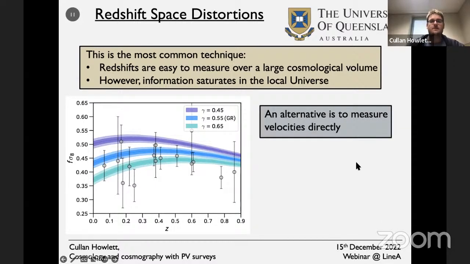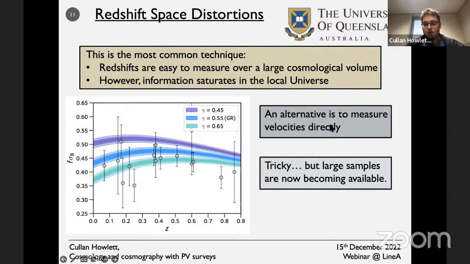An alternative, which actually overcomes the saturation, is to use the direct measurements of peculiar velocities. This is tricky, and historically it's been very tricky, but nowadays we have some very large samples becoming available, which will enable us to produce very accurate measurements of the growth rate of structure beyond what you can obtain with just redshift space distortions at low redshifts in the local universe.